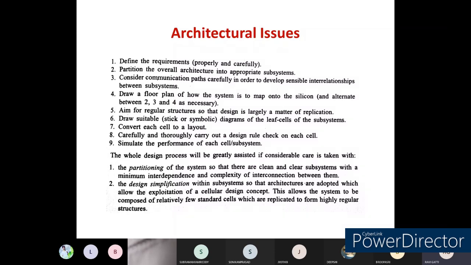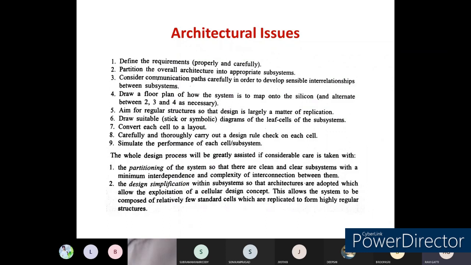Okay, so the next one: as we studied one of the important parameters, we studied about regularity. Regularity also plays an important role in the VLSI subsystem. If you want to design any IC or any circuit, the regularity of the circuit has to be as high as possible.